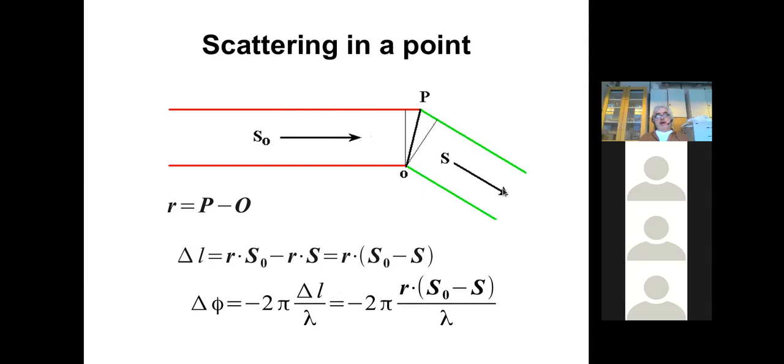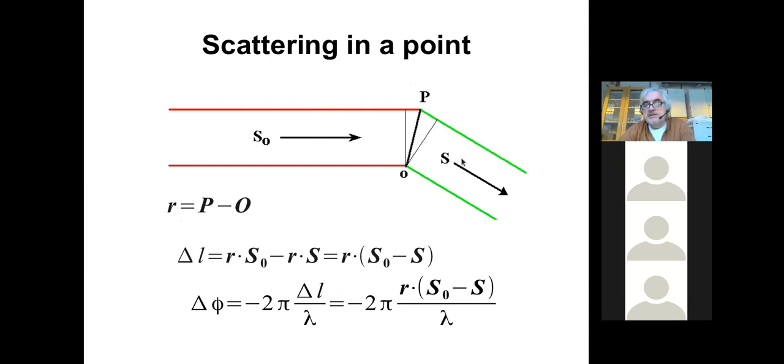We assume that no energy is lost or gained. So this is a totally elastic scattering phenomenon. It has just to do with geometry of the different points. The radius vector between the 2 points P and O could just be a vector difference like that.